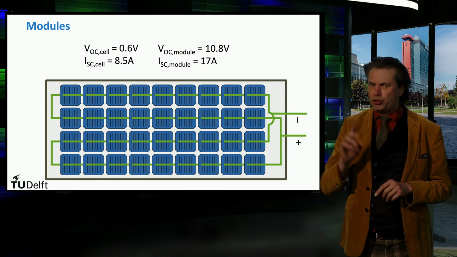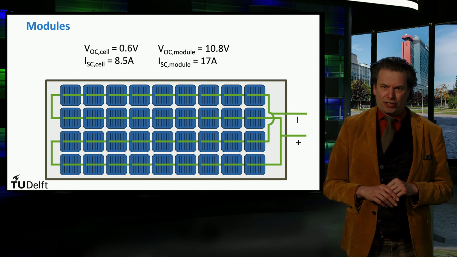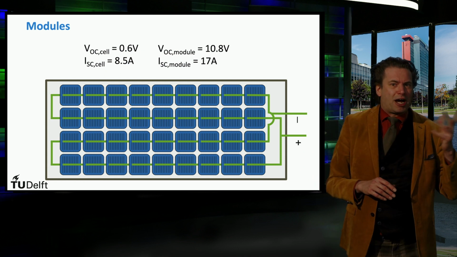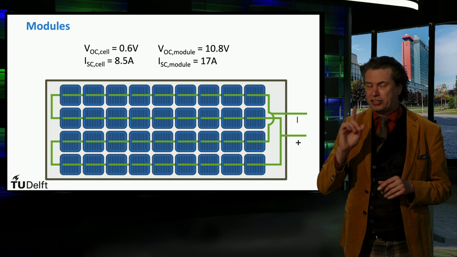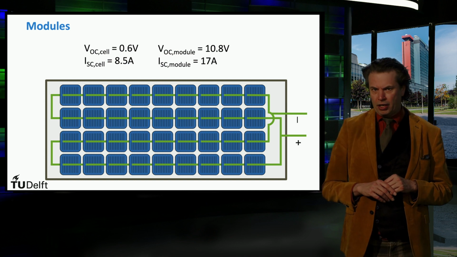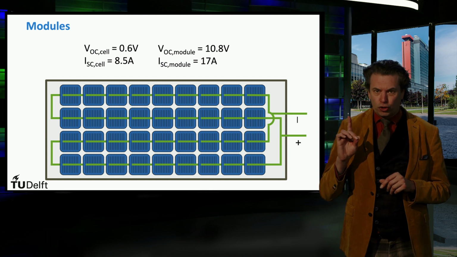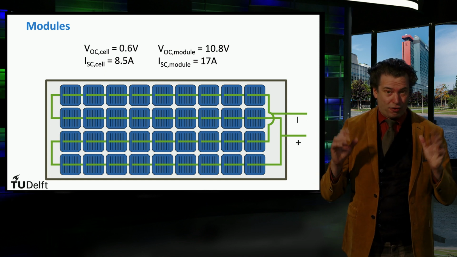If we would rearrange the interconnection of this module, we can get a different current and voltage output. If we connect 2 strings of 18 series connected solar cells in parallel, we would get a short circuit current of 2 times that of a single solar cell, which is 17 amperes. The open circuit voltage would be 18 times that of a single solar cell, which is 10.8 volts.